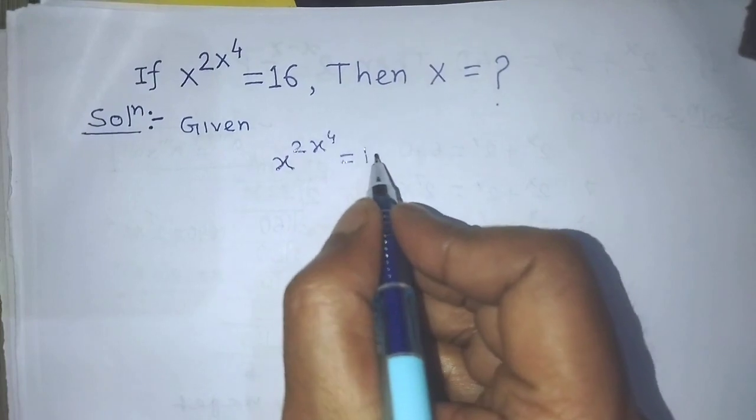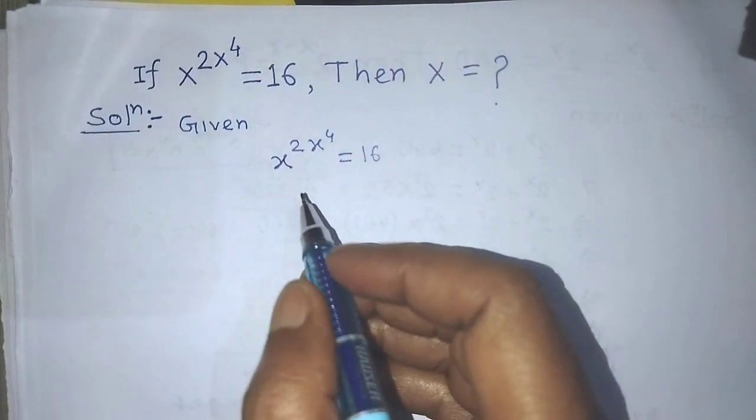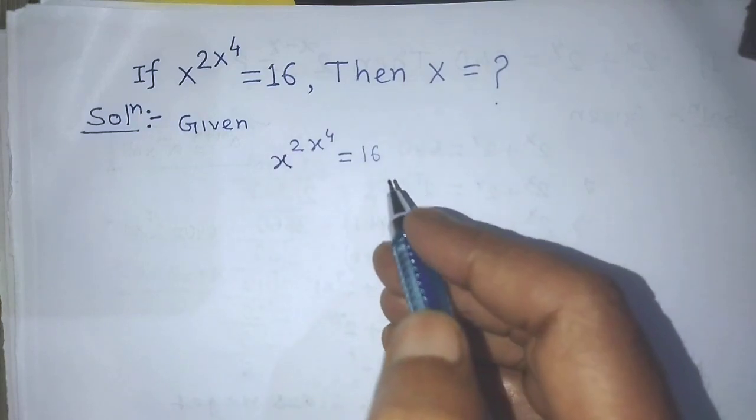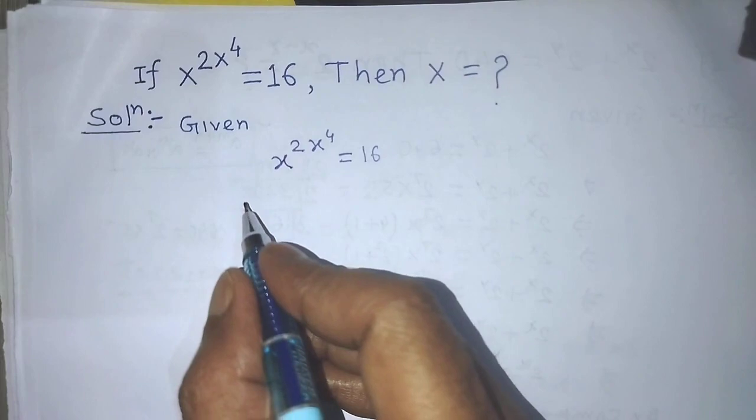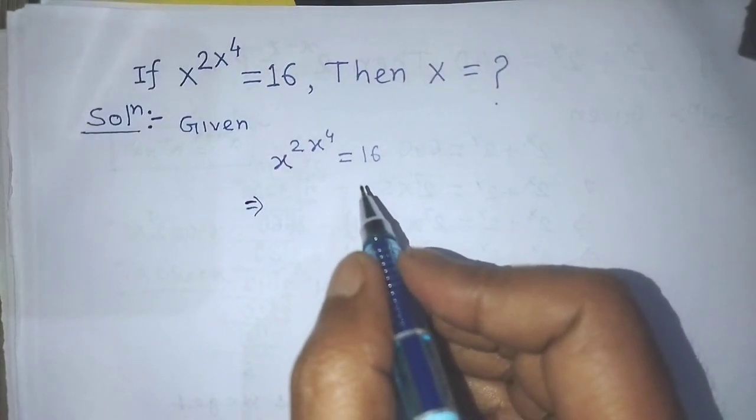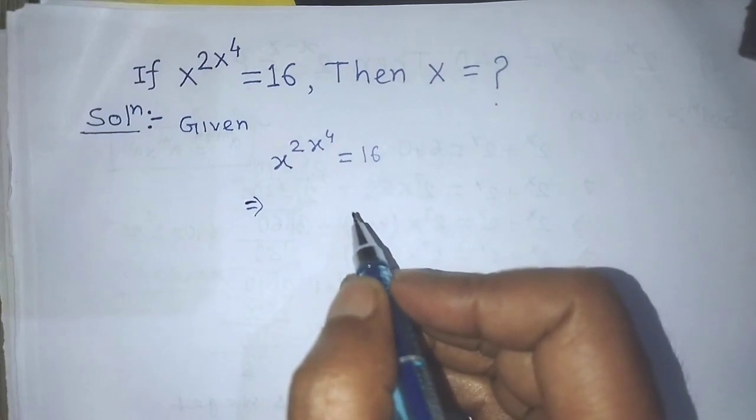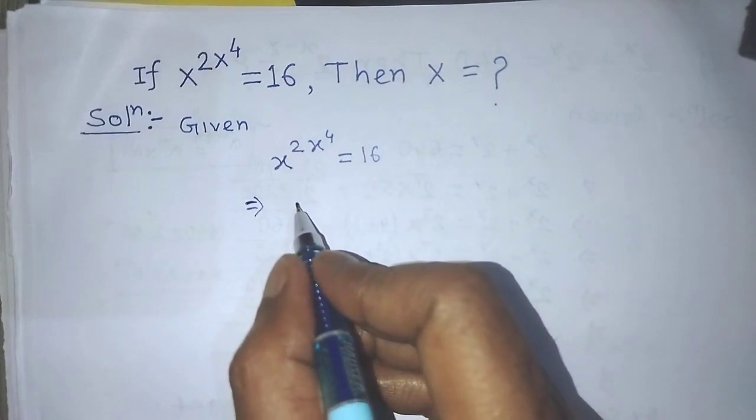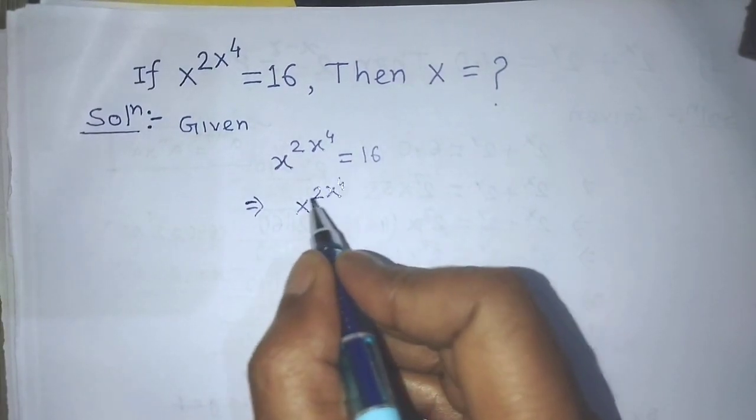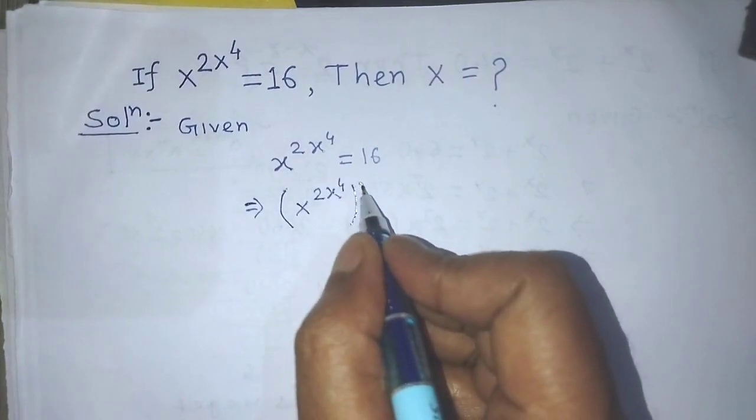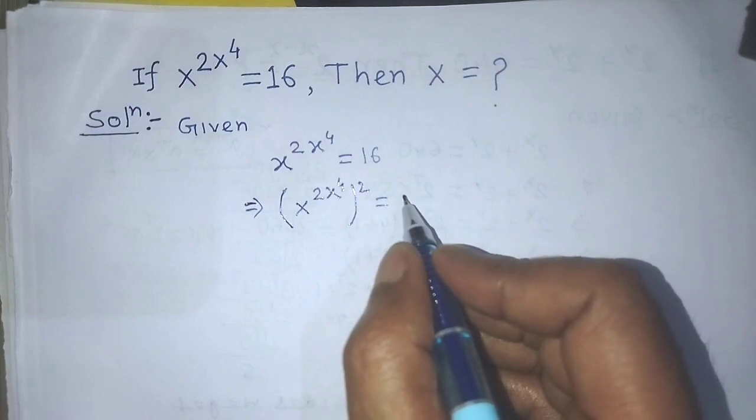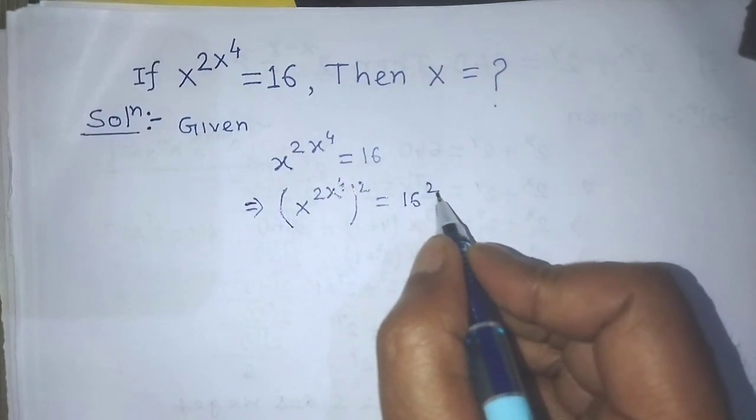So student, to find the value of x from this exponential equation, first of all we have to take square on both sides of this equation. After taking square on both sides, we can write on the left hand side (x raised to the power 2 times x to the power 4) whole to the power 2 is equal to, on the right hand side we have to write 16 to the power 2.